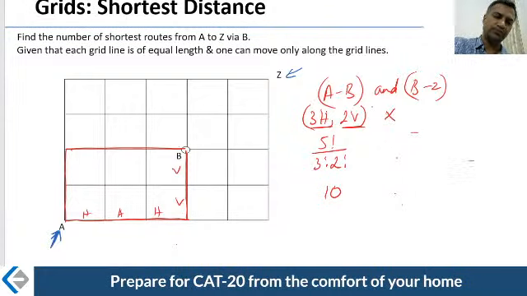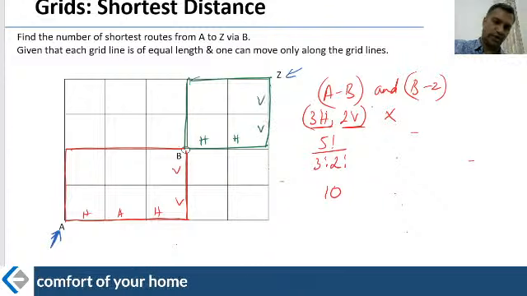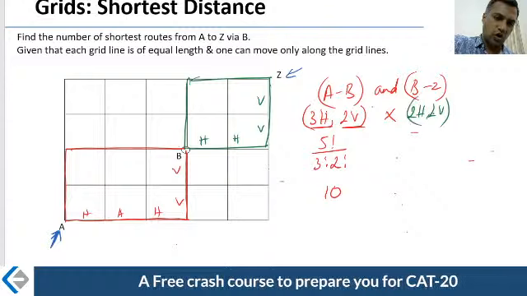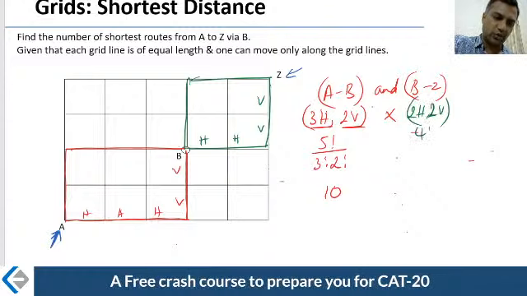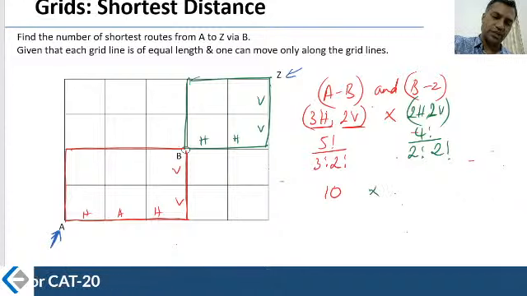And that is multiplied by B to Z. Now think from B to Z. What is the active grid for B to Z? 2 horizontal and 2 vertical. Horizontal, horizontal, vertical, and vertical. So how many 4-letter words can be made? 4 factorial divided by 2 factorial for the horizontals and another 2 factorial for the verticals. That's nothing but 4C2, and 4C2 is nothing but 6.